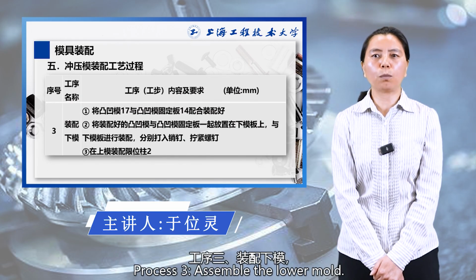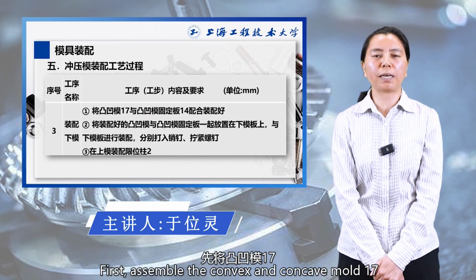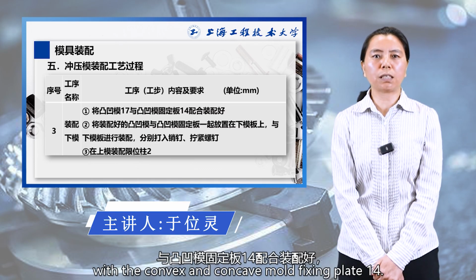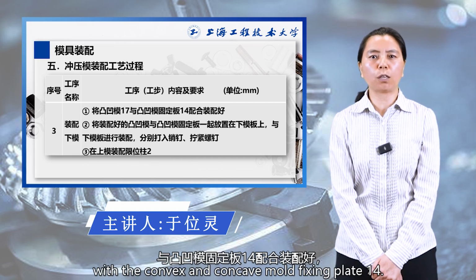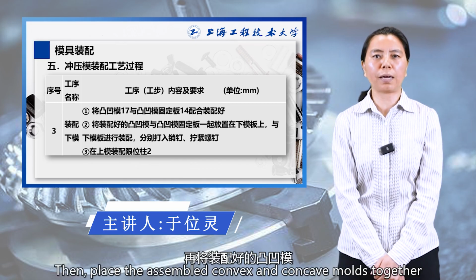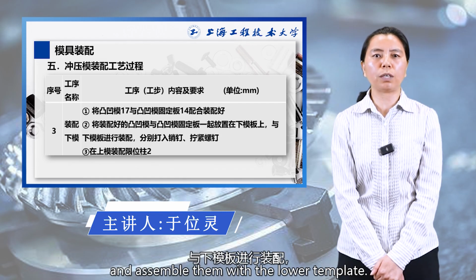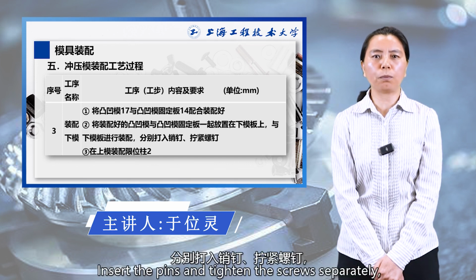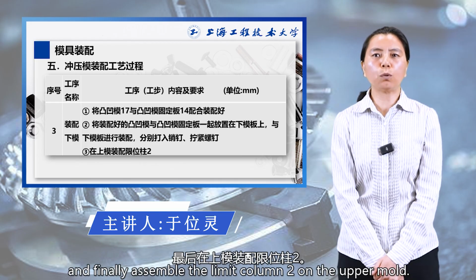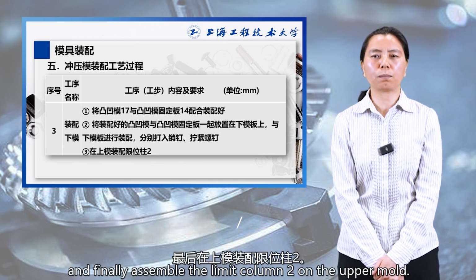Process 3. Assemble the lower mold. First, assemble the convex and concave mold 17 with the convex and concave mold fixing plate 14. Then place the assembled convex and concave molds together with the convex and concave mold fixing plate on the lower template, and assemble them with the lower template. Insert the pins and tighten the screws separately, and finally assemble the limit clamp 2 on the upper mold.